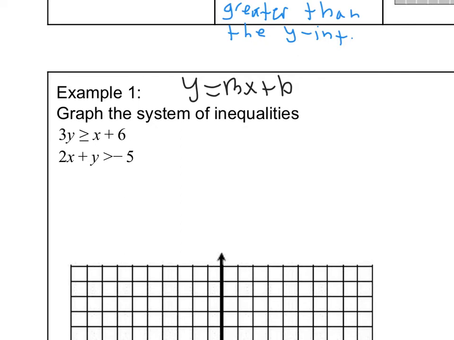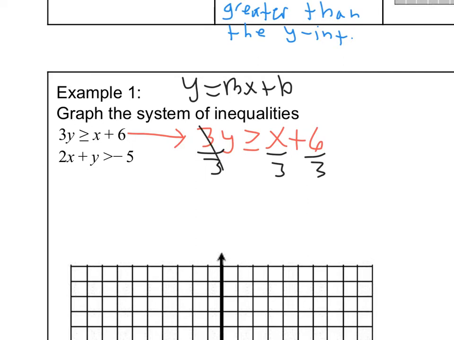Okay, so let's do this inequality at the top. I'll make this in red. We're going to transform this. So let me rewrite it. 3y is greater than or equal to x plus 6. And you need to just divide by the 3 on both sides. And that means y is greater than or equal to 1/3 x plus 2.